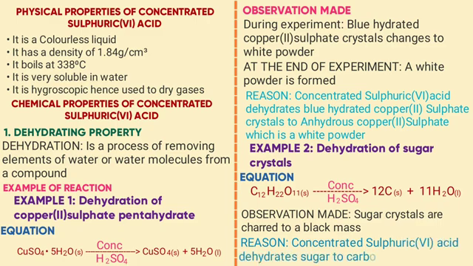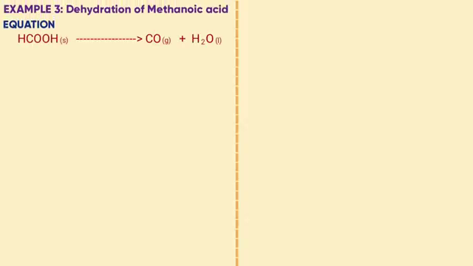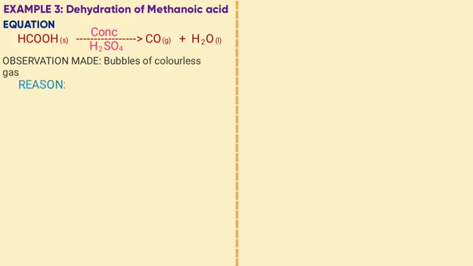Example 3, methanoic acid. Equation: methanoic acid, that is HCOOH solid, arrow, concentrated sulfuric acid, CO gas plus water. Observation made, bubbles of a colorless gas are seen. Reason, concentrated sulfuric acid dehydrates methanoic acid to carbon monoxide.